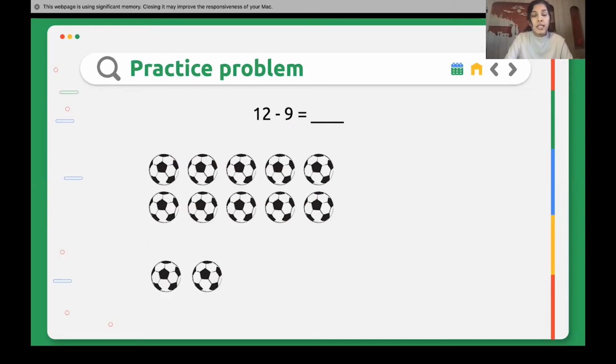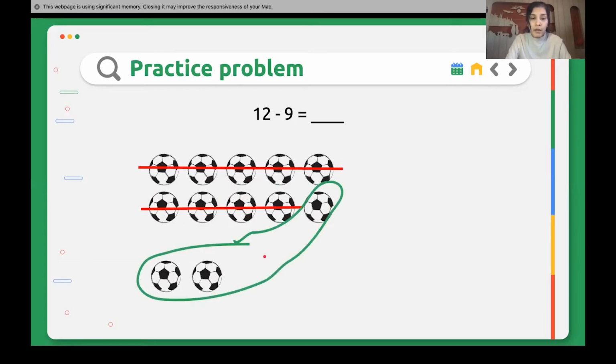The 12 is a teen number. So I know that 5 plus 4 equals 9. So these are all 5. I'm going to cross them out. And then there's 4 balls right here, soccer balls. So now whatever is not crossed out, I'm going to circle. And that is my answer. So 12 minus 9 equals 3. All right, go ahead and check your work.